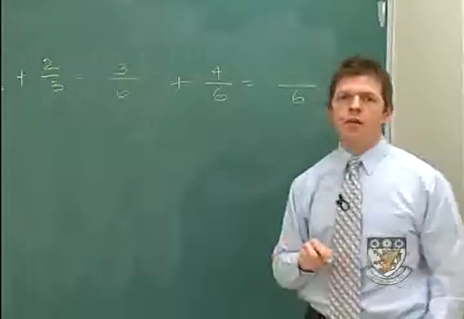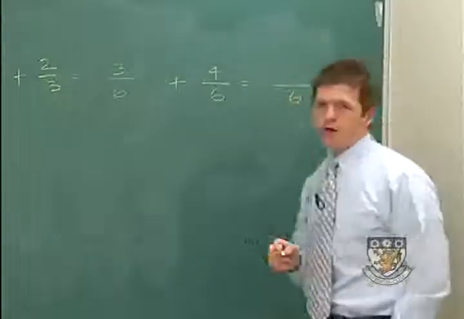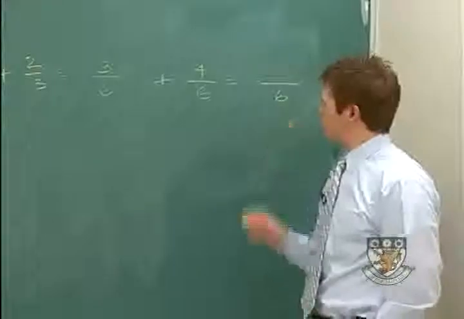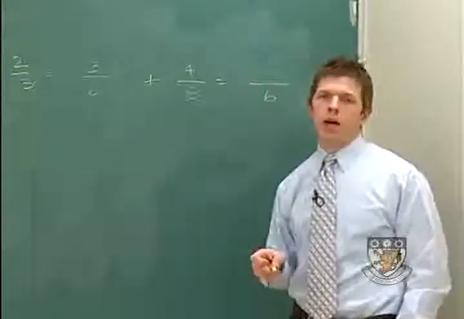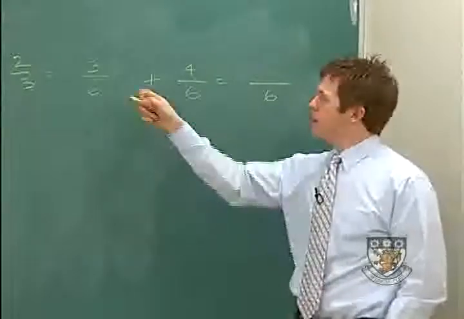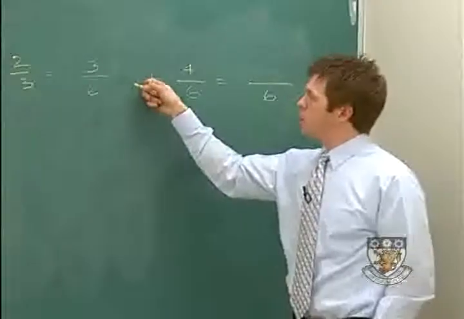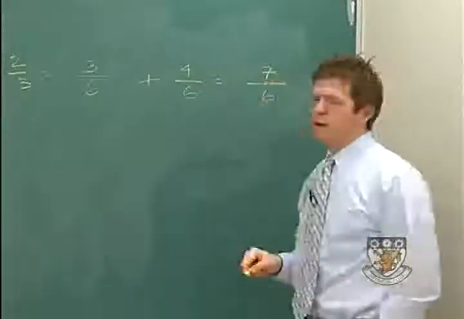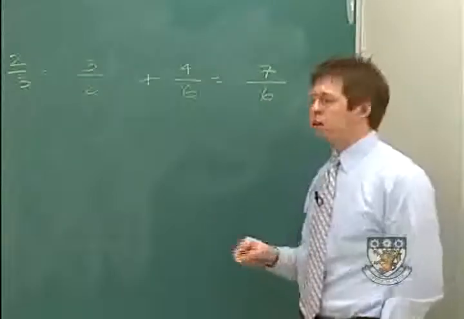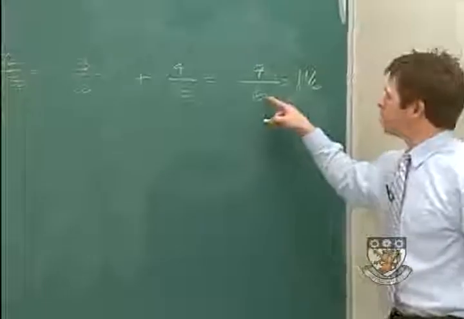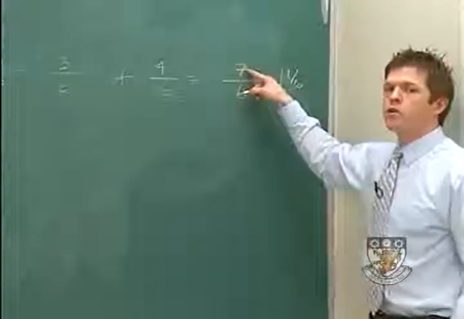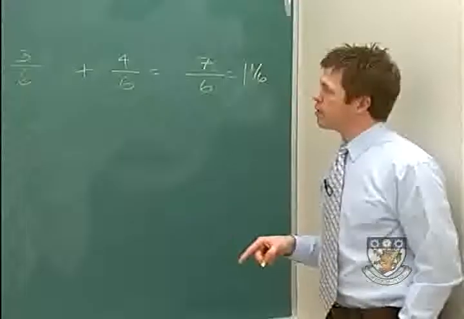Once you have a common denominator, write that down for your answer. You don't touch it. This allows us to be able to add or subtract. Now we add the numerators. 3 plus 4 is 7. And there's your improper fraction. If we were to convert it into a mixed number, it'd be 1 and 1/6, because 6 goes into 7 one time with a remainder of 1, 1 over 6.